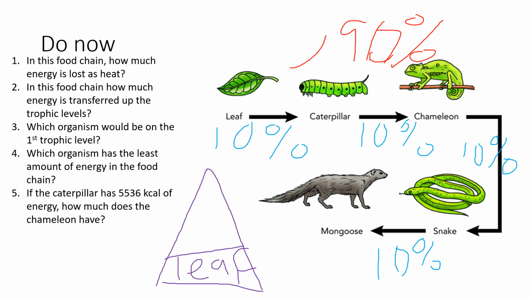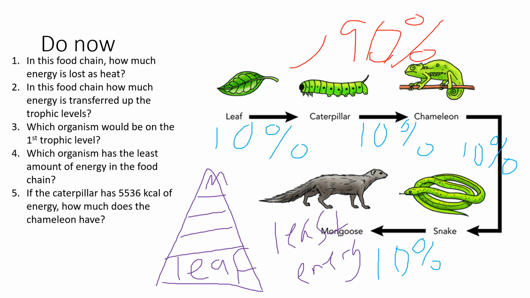Which organism has the least amount of energy in the food chain? We know that the leaf has the most energy because it's on the first trophic level. However, if we keep going up, we see the caterpillar, the chameleon, the snake, and the mongoose. We know that the mongoose will be at the top, and that is where you have the least amount of energy. So the mongoose has the least energy.